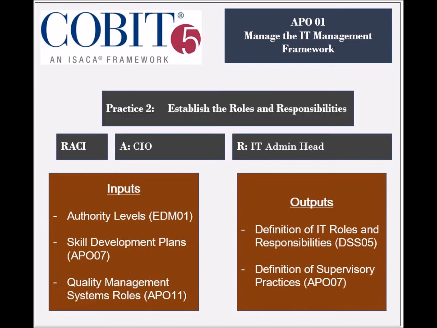This process receives several inputs that include the authority levels from the EDM1 process, the assigned responsibilities for resource management from the EDM4 process, the skill development plans from the APO07 process, the quality management system roles from the APO11 process, and several others. The process generates 2 outputs, which are the definition of IT roles and responsibilities to be used by the DSS5 process, and the definition of supervisory practices to be used by the APO07 process.